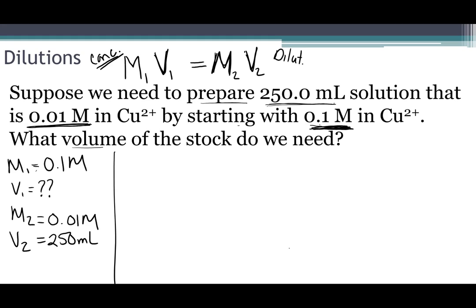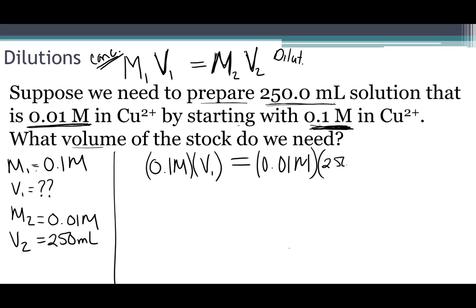So now that we have our formula, and we have our inventory, and one variable that's unknown, we can plug and chug. Plug it into the equation, chug through it. So M1 is 0.1 molar. V1 is what we're trying to solve for, so that's going to remain a variable. M2 is 0.01 molar. And V2 is 250 milliliters. Okay. Now what we want to do is just a little algebraic rearrangement to solve for V1.